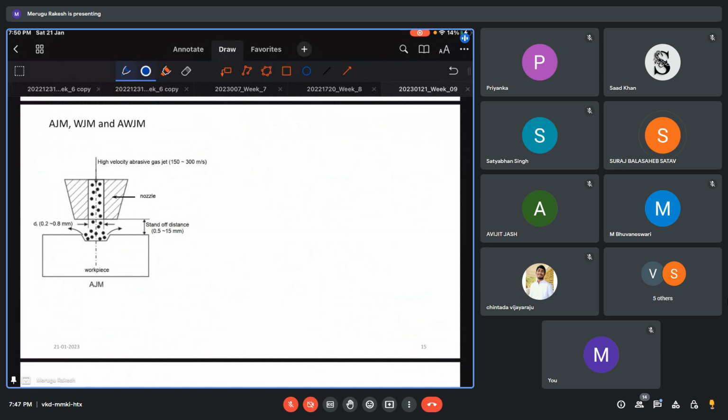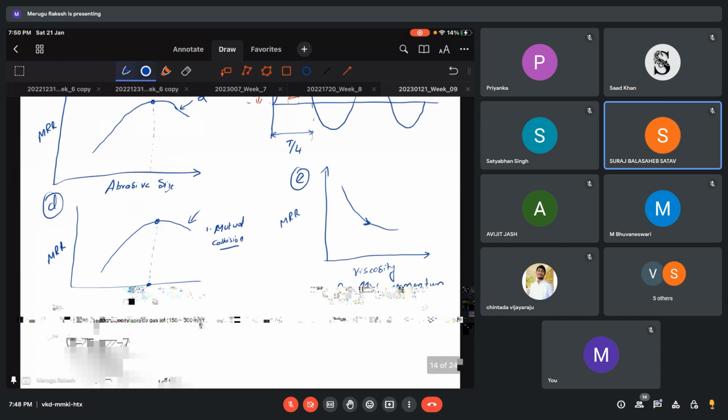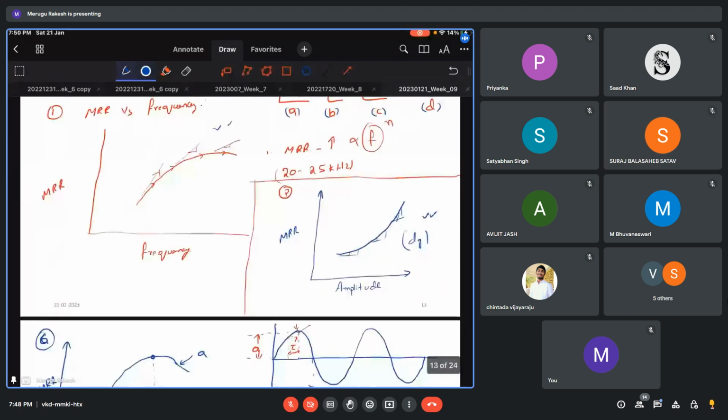Sir, in the case of amplitude, there is no limitation, because it is showing an increase. Yes, there is no limitation, but there will be a limitation with respect to design aspects. You cannot design an infinite amplitude of tool. So there will be a limitation for the design factor, and a certain range for amplitude also.